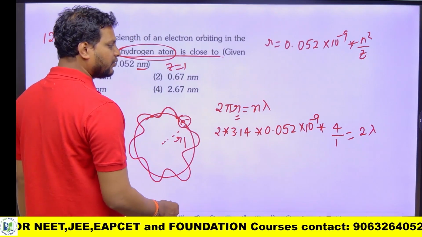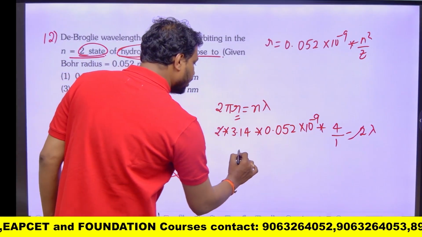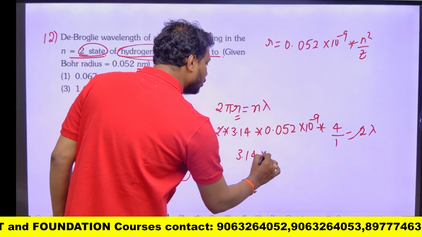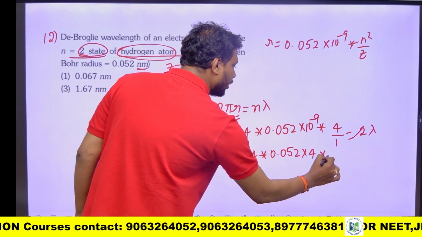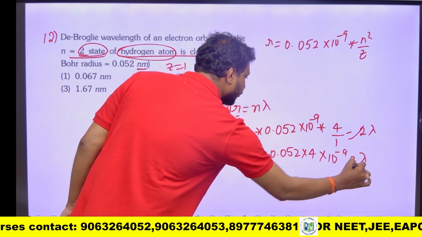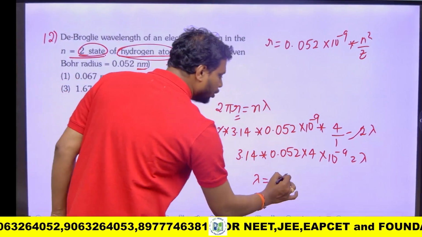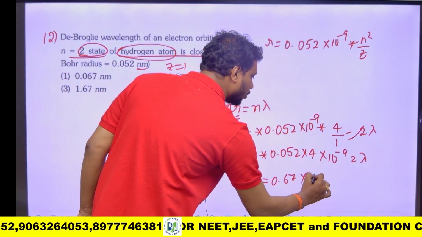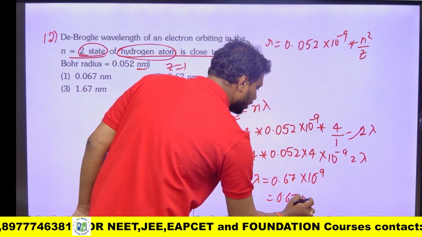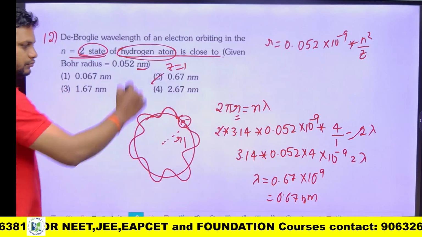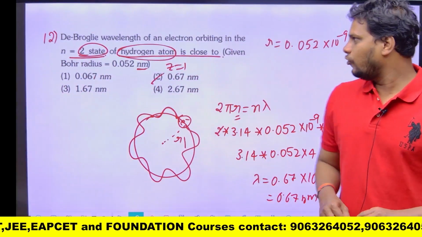Then we can cancel the 2 and 2, and if you multiply 3.14 into 0.052 multiplied by 4 into 10 to the power of minus 9, after multiplication you will get 0.67 into 10 to the power of minus 9, or 0.67 nanometer. This is the answer. So option 2 is correct. Then we'll go for the next question.